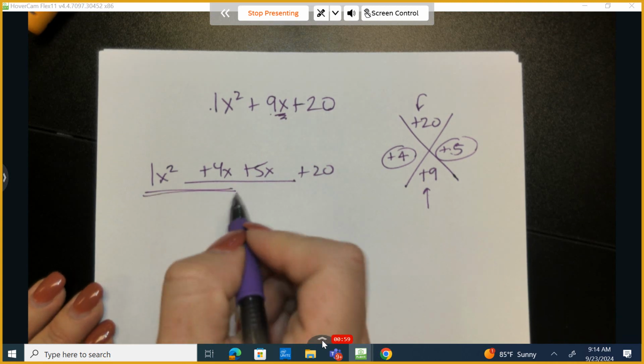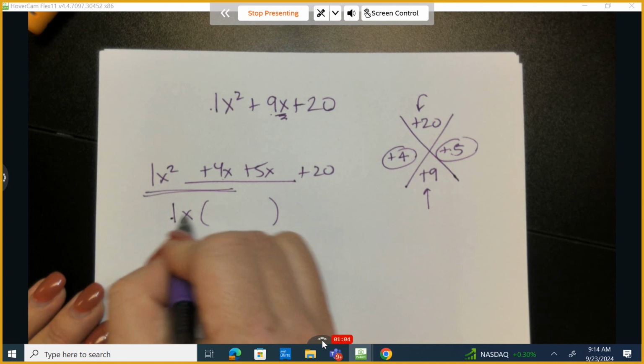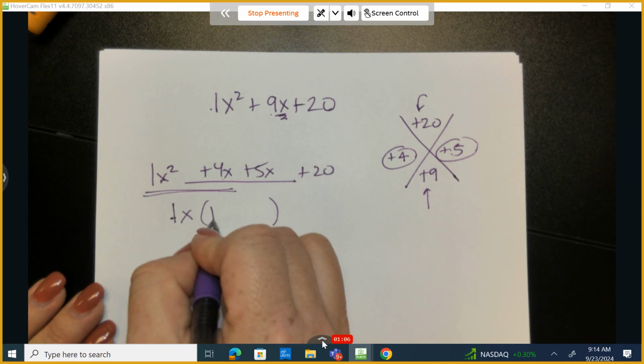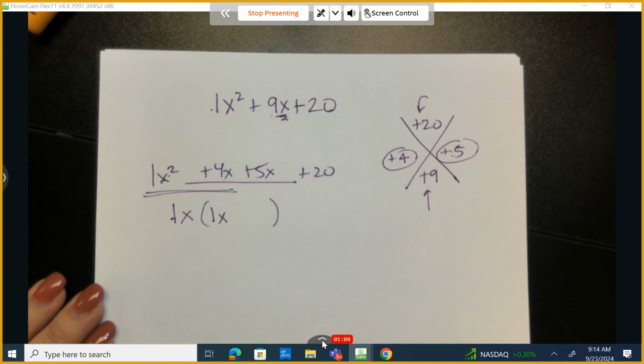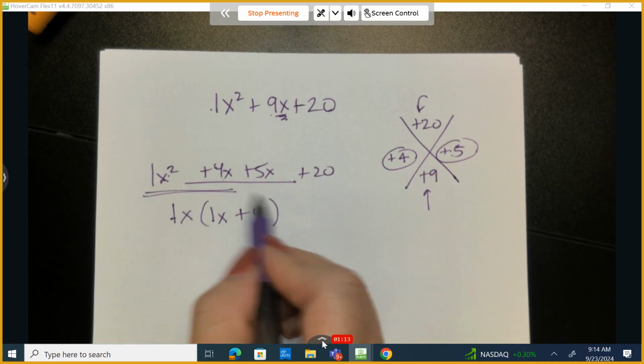I'm underlining the first 2. What can I divide out of these? I can divide out a 1x. What am I left with? 1 divided by 1 is 1. I need 2 x's, and I need to attach 1 more. 4 divided by 1 is 4. I need 1x. I already have the 1x when I distribute.